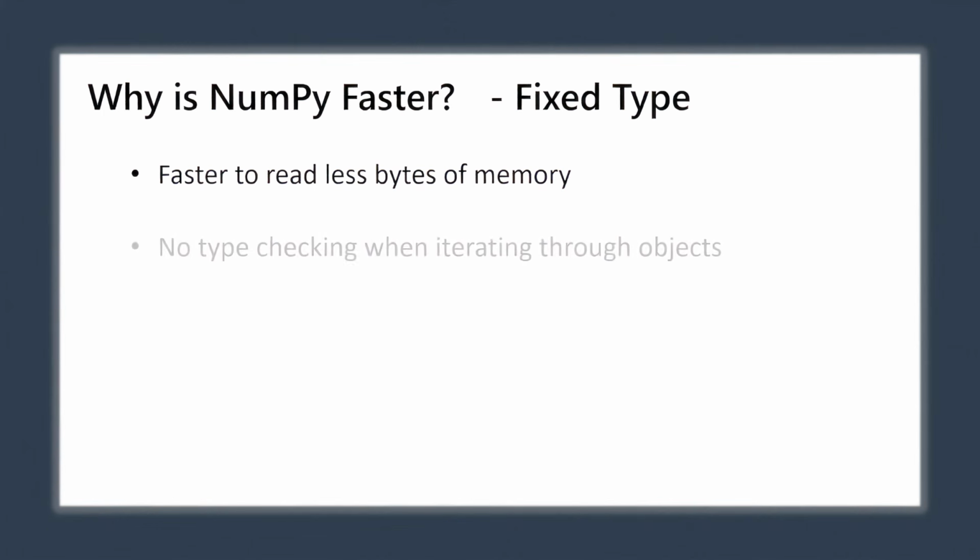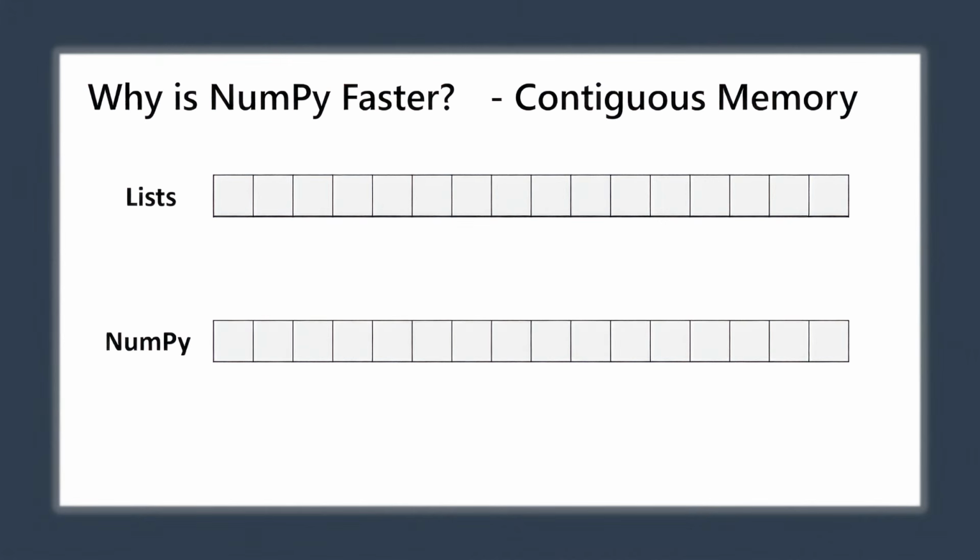But in NumPy we don't have to do that. So another reason it's faster is that there's no type checking when iterating through objects. Moving on, another reason that NumPy is faster than lists is because NumPy utilizes contiguous memory. What that means is, imagine that this array-like structure is our computer's memory, so we could store information in any one of these memory blocks.